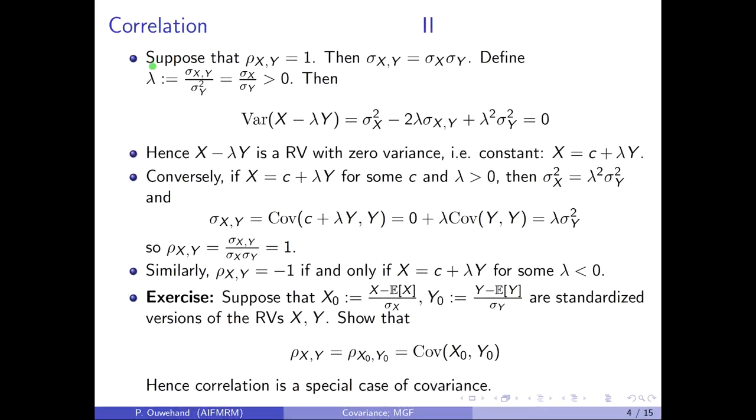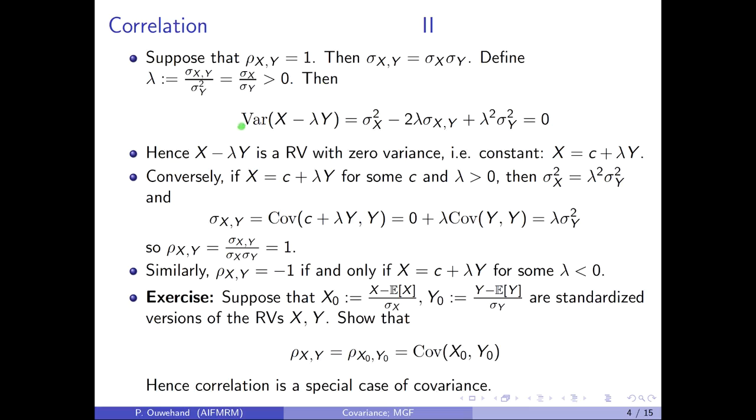Suppose now that the correlation between x and y is 1. We're going to show that in that case x is a linear function of y. Recall that the covariance is just the product of the correlation with the standard deviations. So if the correlation is equal to 1, then the covariance is just the product of the standard deviations. Define a real number lambda to be the covariance divided through by the variance of y, i.e. the standard deviation of x divided by the standard deviation of y. This will be a real number strictly greater than 0.